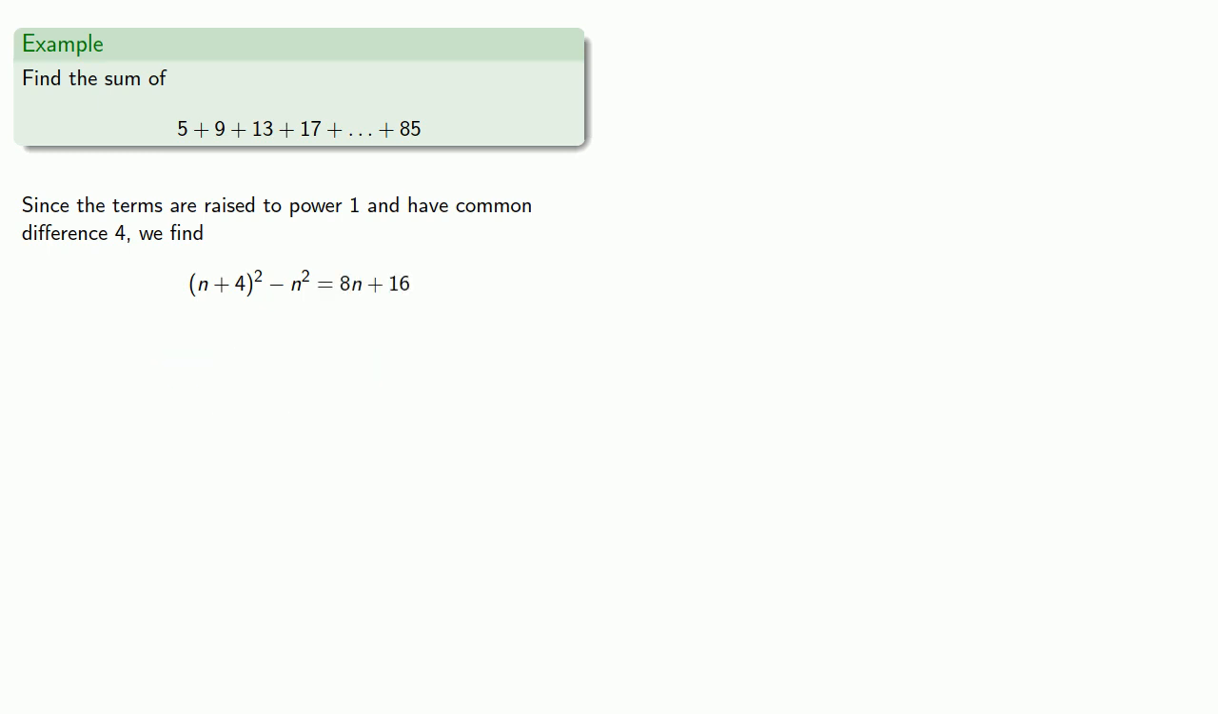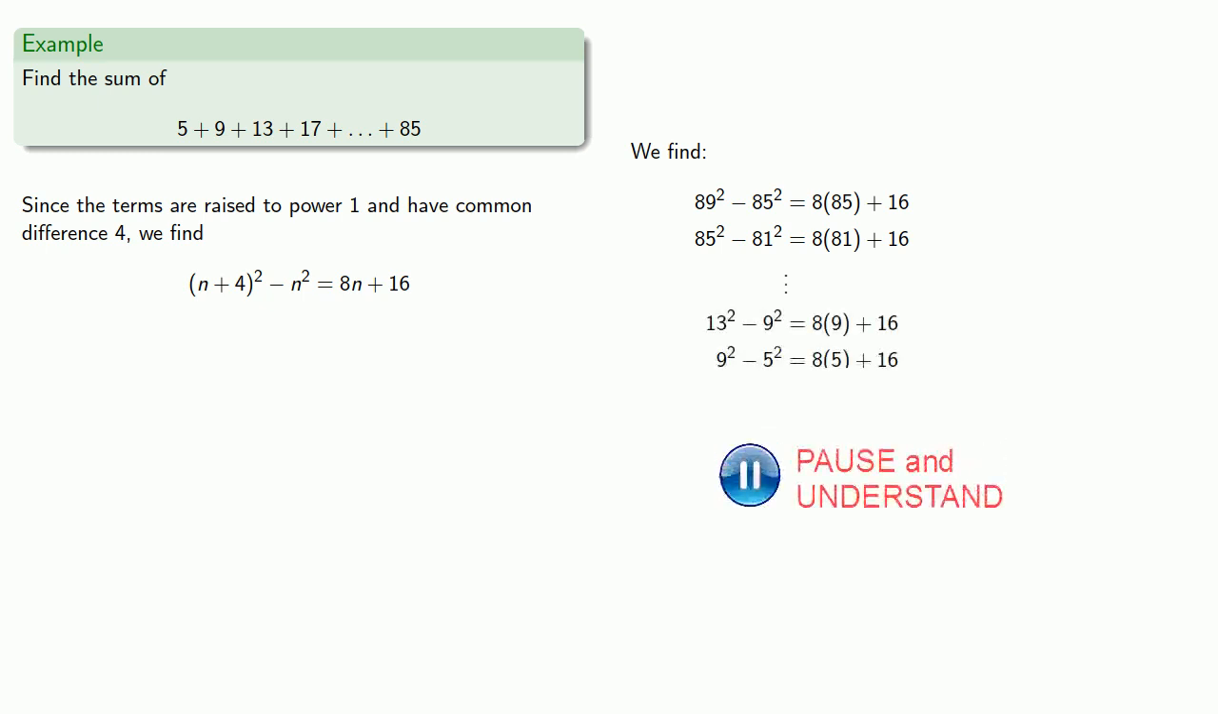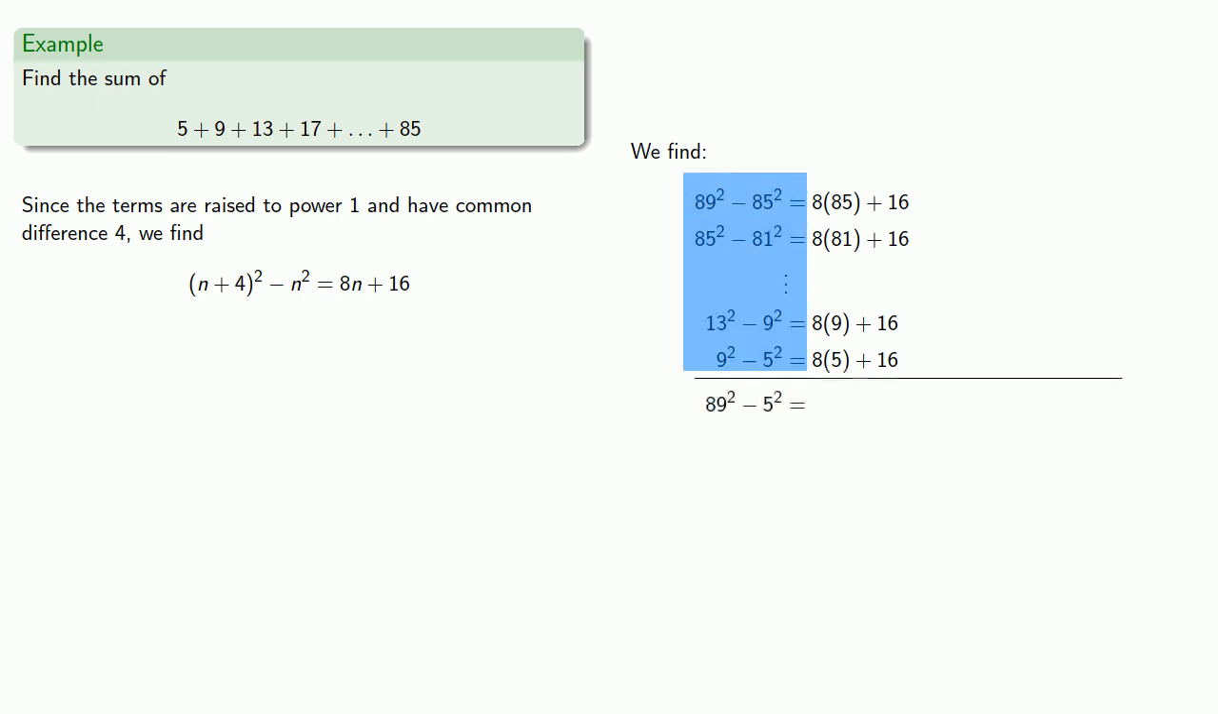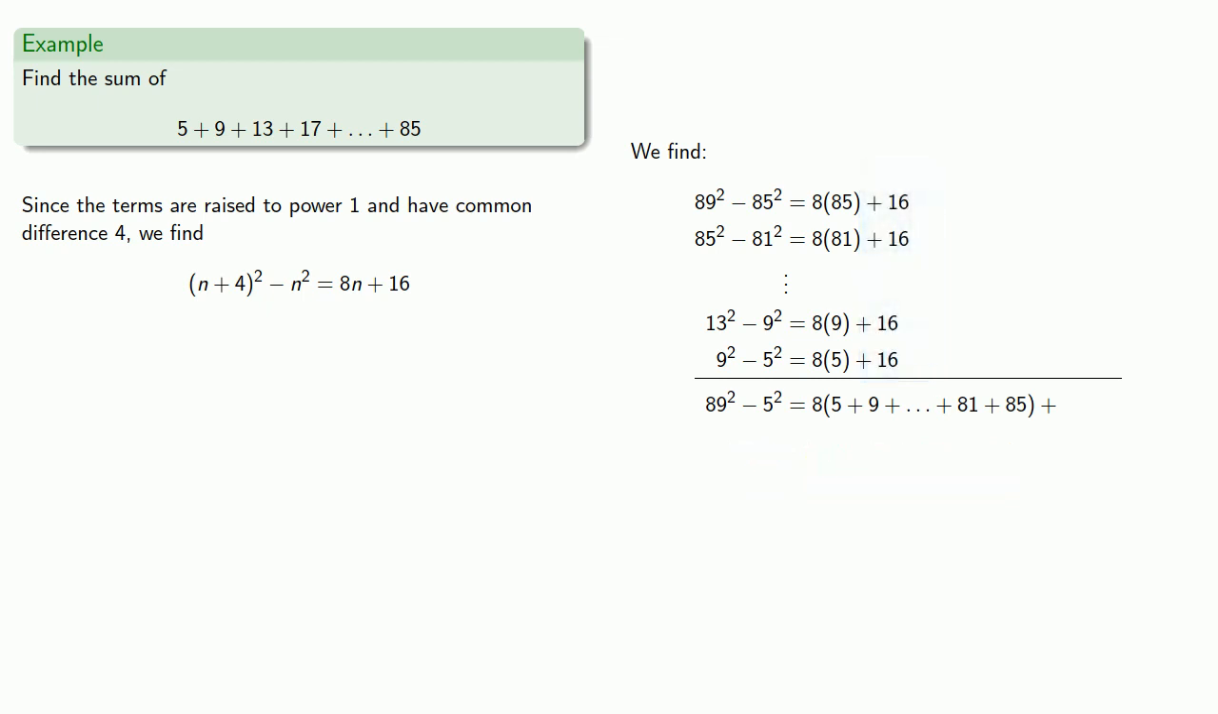And so now we find a whole bunch of differences. So we'll start with 89 squared minus 85 squared. That's, in some sense, the next term that we didn't include. 85 squared minus 81 squared, and so on. If we add all the terms in the left column, everything cancels except the first and last. And the right side gives us the sum we want, plus a whole bunch of 16s. And the only actually difficult part of this is determining the number of rows that we have. So let's take a look at that.